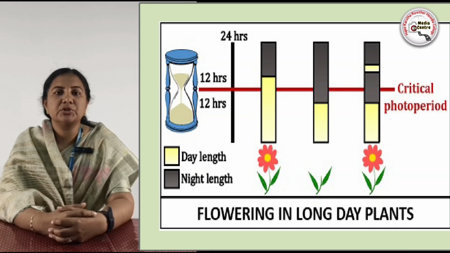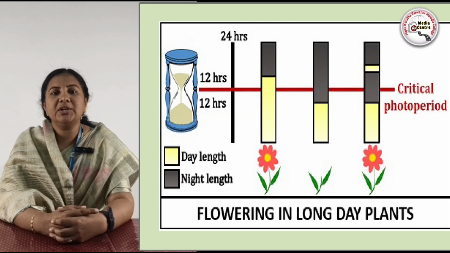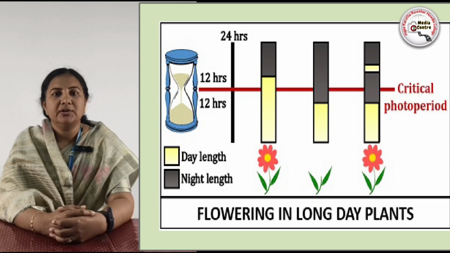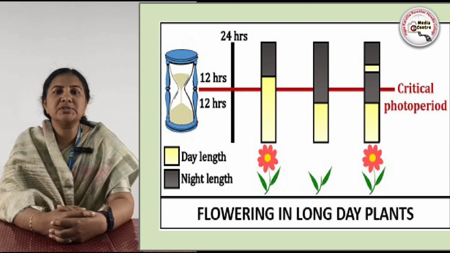The next is the long day plants. The long day plants require a long continuous day period in order to induce flowering. Here the critical period is the long day. Long day plants need light of 14 to 16 hours, and the dark period needs to be 8 to 12 hours. So the continuous light period plays an important role in inducing flowering, for example in the case of spinach.